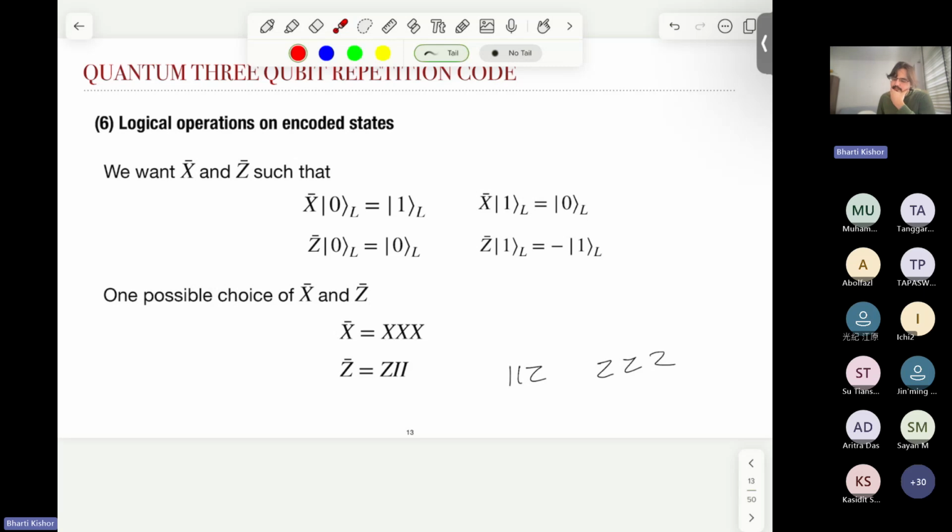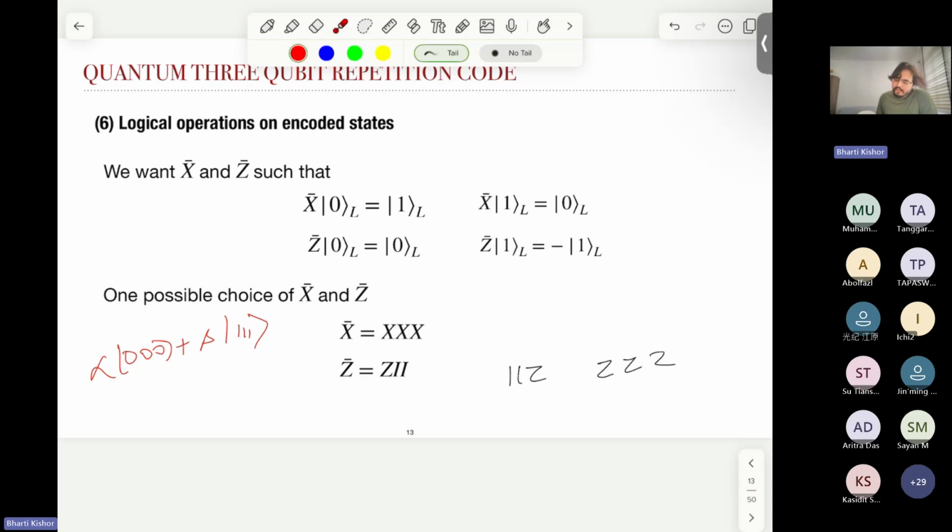So what are the possible operators that we can define? You can see that XXX is one possible choice of operator which can act like a logical X operator. Logical Z operator can be ZII, because if you have, let's say, something like alpha 000 plus beta 111, and you act on it by ZII, it will give a minus sign here. So it will mimic the behavior of Z, but you can also take IZI or IIZ, and any of them work.